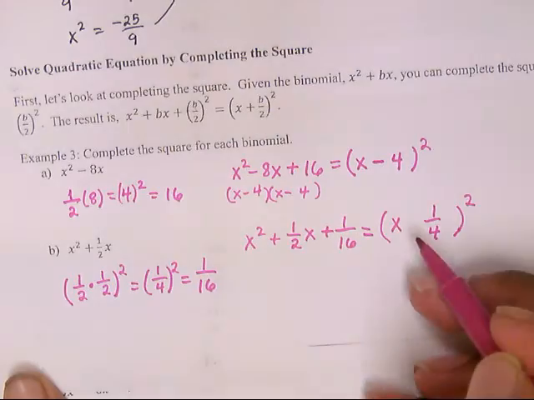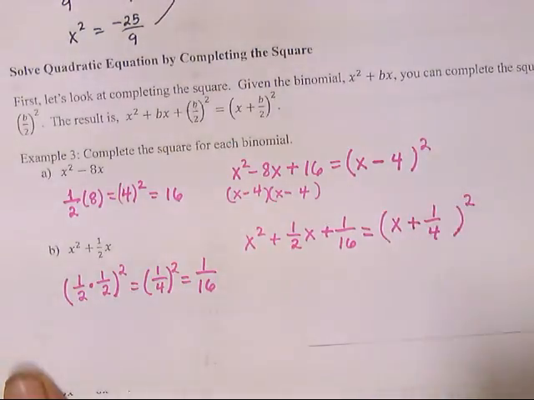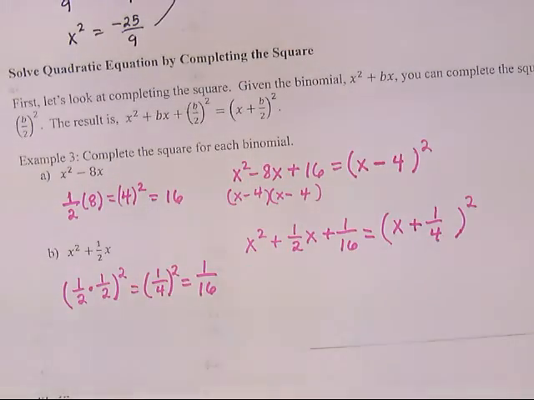The middle term is a plus, so there must be a plus sign in between those two terms here. So x squared plus 1/2 x plus 1/16 will factor as x plus 1/4 quantity squared.